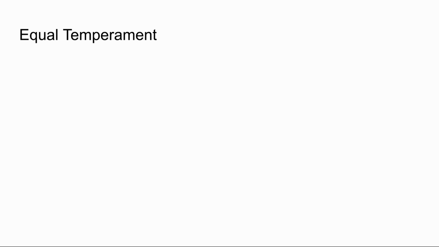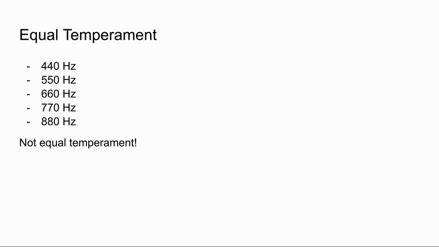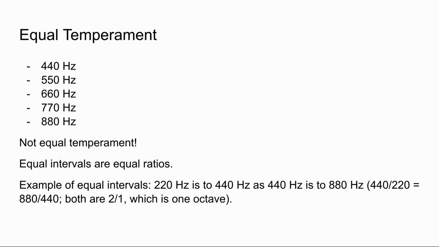If we have the notes 440 Hz, 550 Hz, 660 Hz, 770 Hz, and 880 Hz, these notes are not equally spaced out. This is because the interval between notes is based on the ratios of the frequencies, not on the differences. An example of equal intervals is the interval from 220 Hz to 440 Hz, and the interval from 440 Hz to 880 Hz. Since 440 divided by 220 is the same as 880 divided by 440, both intervals are equal. And this is what we want from an equal temperament. From one note to the very next, the interval should always be the same.